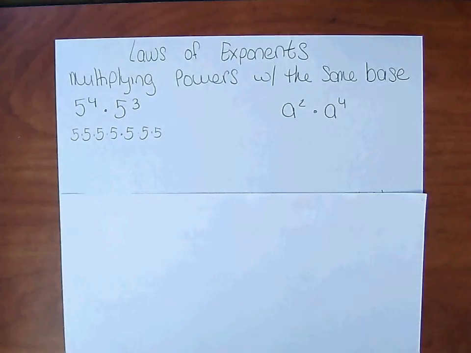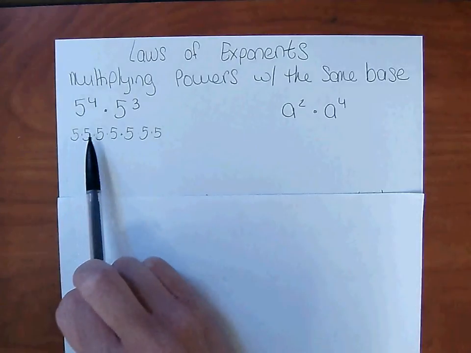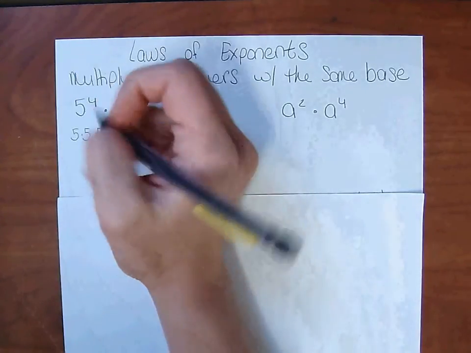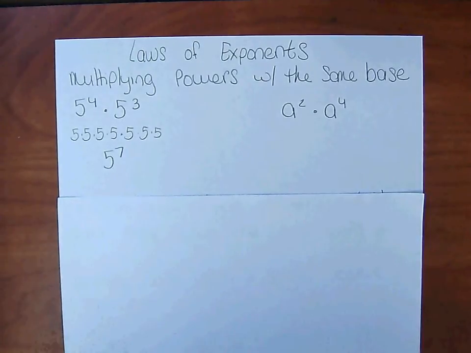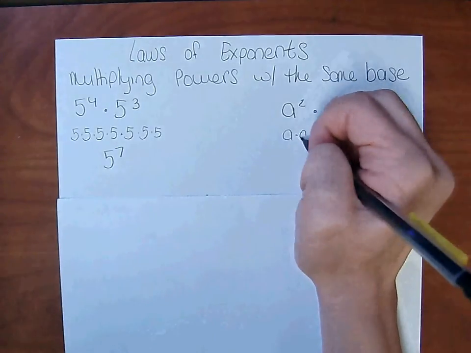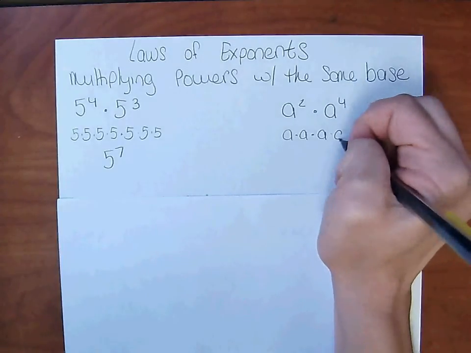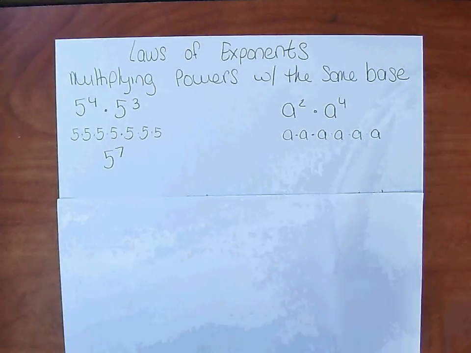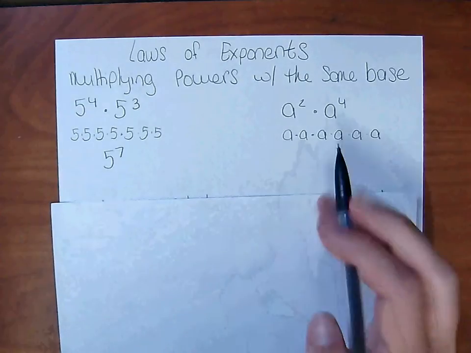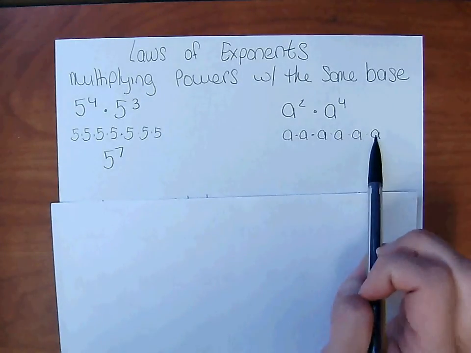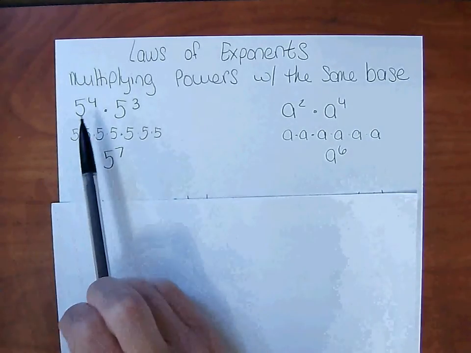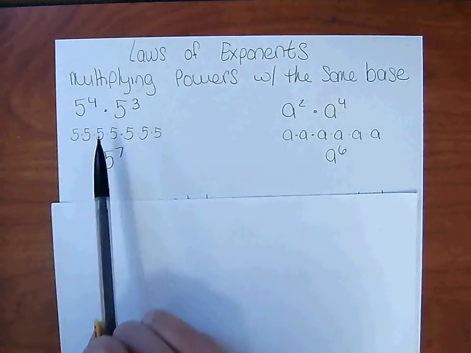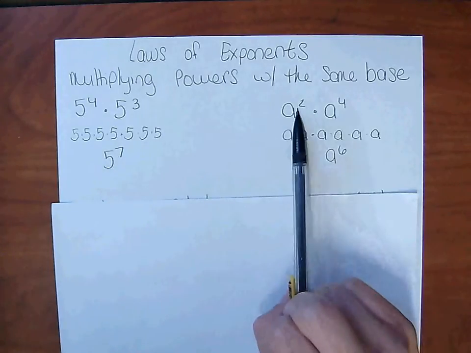If you were to count up how many times that base is repeating, you would see that it's 1, 2, 3, 4, 5, 6, 7. 5 to the 7th. Over here, a squared times a to the fourth. That's a times a times a times a times a times a. The base of a is repeating 1, 2, 3, 4, 5, 6 times. So this is a to the 6th. If you notice, 4 plus 3 make 7, and 2 plus 4 is 6.